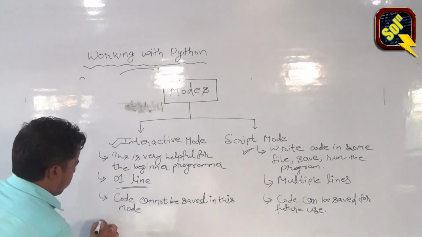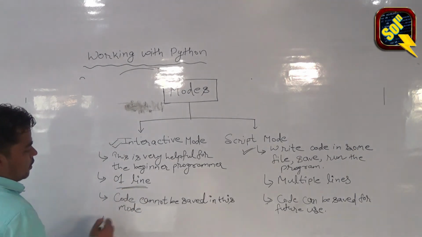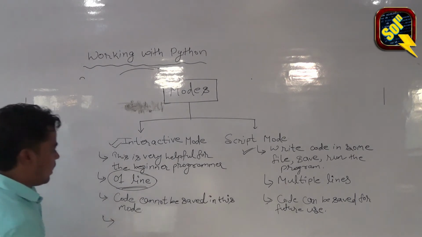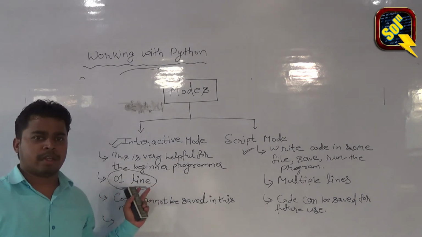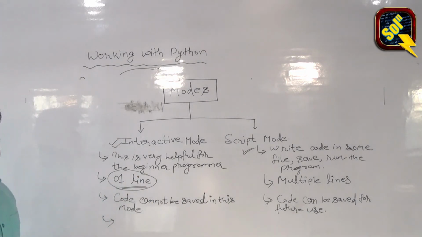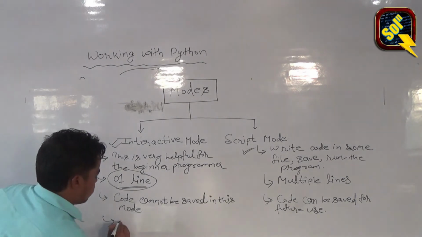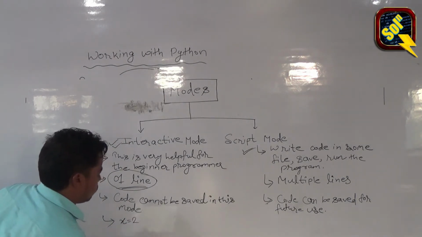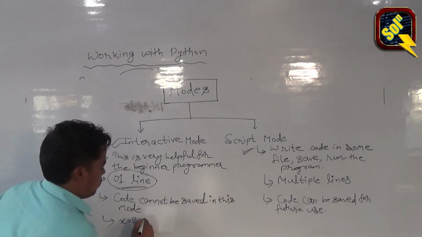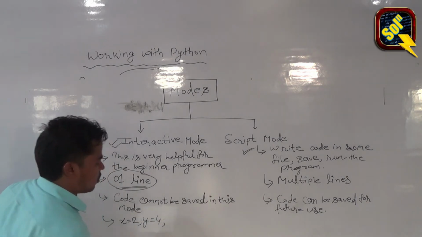Okay. Now, the next difference is, as we have already seen, in interactive mode we can write the code in only one line. So in order to differentiate multiple statements, we will have to write like this: x equal to 2, for example. Again we need to put a semicolon. y equal to 4. Again we need to put a semicolon.